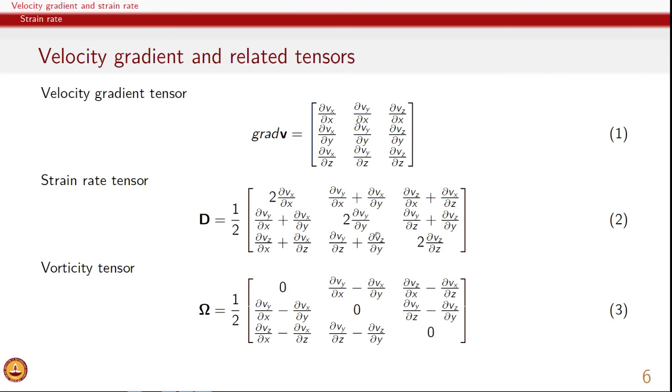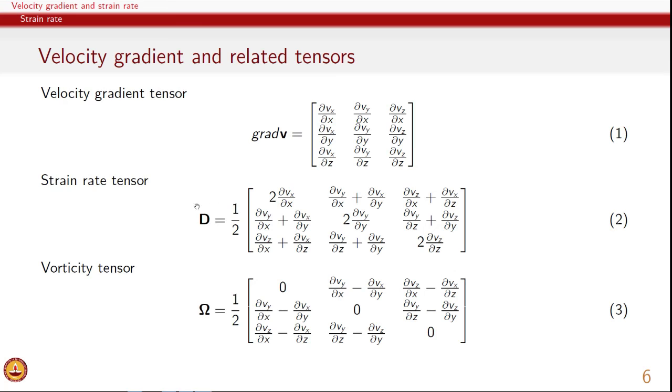The diagonal components tell about stretching or extension and compression, and the off diagonal terms tell us about shear. When we subtract the gradient of velocity from its transpose, the diagonal terms all go to 0, and what we have are terms very similar to curl of velocity. So this vorticity or spin tensor tells us about the local rotation.